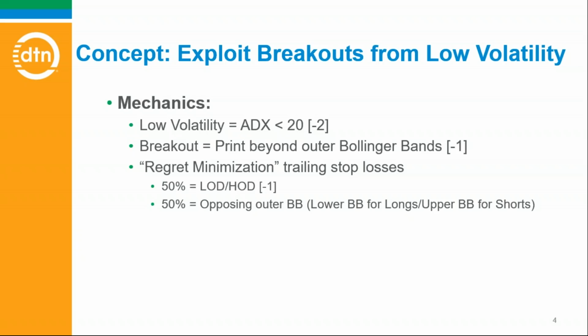So why is ADX 2 bars prior in low vol? Because the bar prior was the breakout bar. So we want to know, prior to the breakout bar, were we in low volatility?